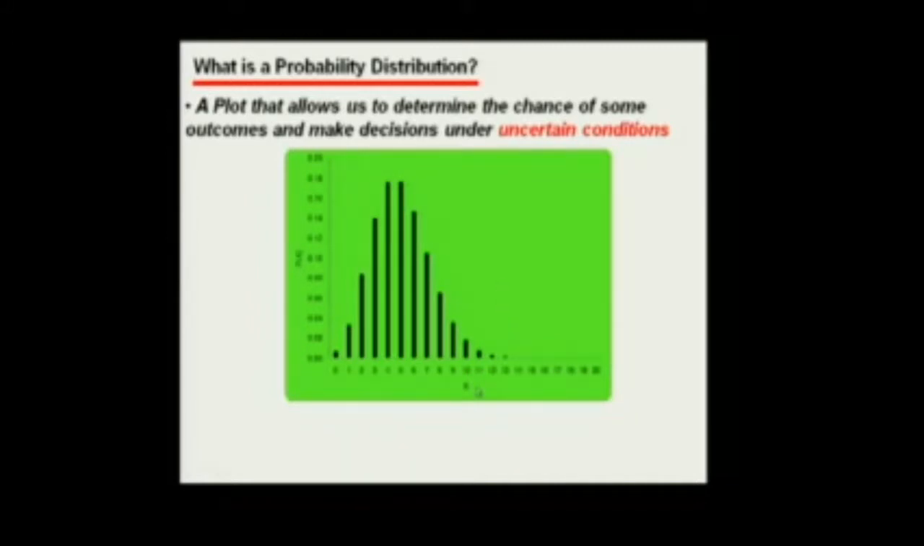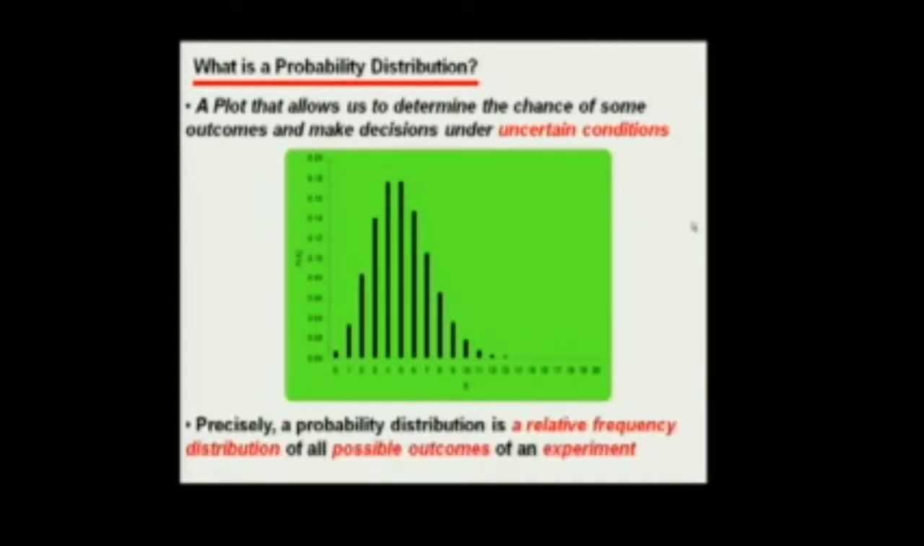The horizontal axis is the variable and the vertical axis is the probability. And probability here is a fraction, as we mentioned. Recall in the previous session we said probability will range from 0 to 1. So any value in this axis here will have to be a fraction or a value from 0 to 1. A plot that allows us to determine the chance of some outcomes and make decisions under certain conditions is generally called probability distributions. Precisely, a probability distribution, as I mentioned, is a relative frequency distribution of all possible outcomes of an experiment.